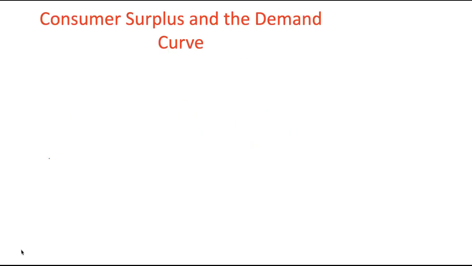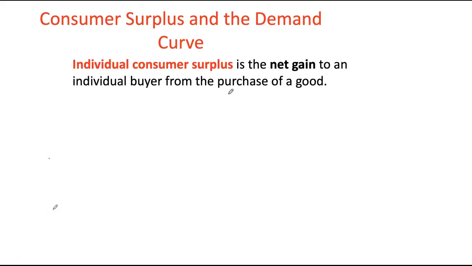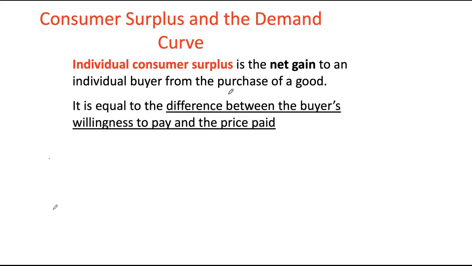Consumer surplus can be calculated by looking at the net gain for each buyer of the good who has purchased the good. Now, what is the net gain? The net gain is simply the difference between the buyer's willingness to pay and the actual price paid. We can write it as: consumer surplus for individual i is the difference between his or her willingness to pay and the purchase price of the good.